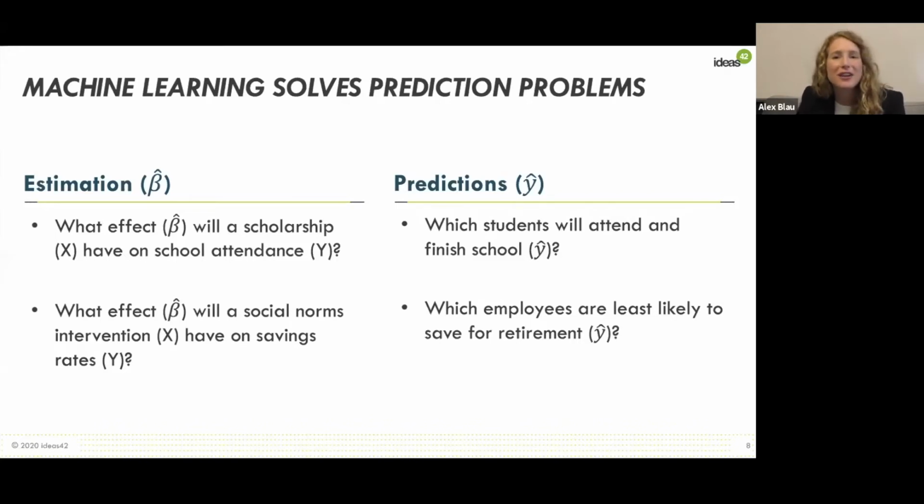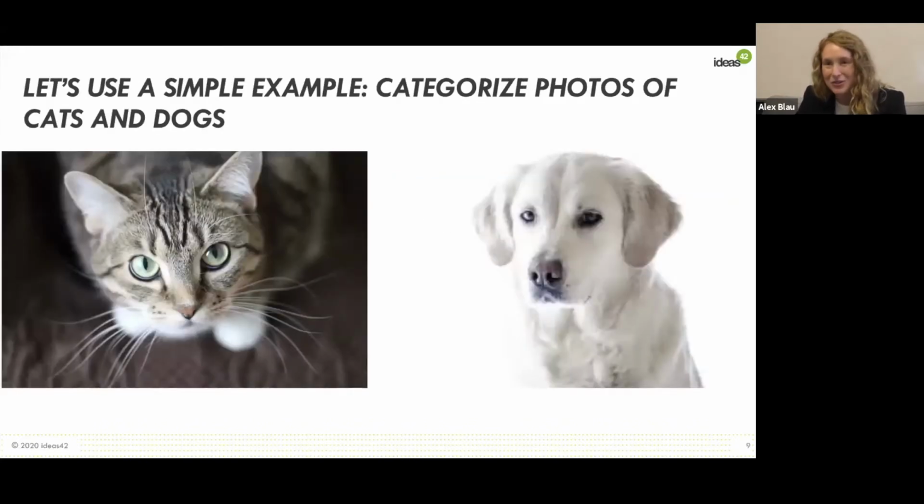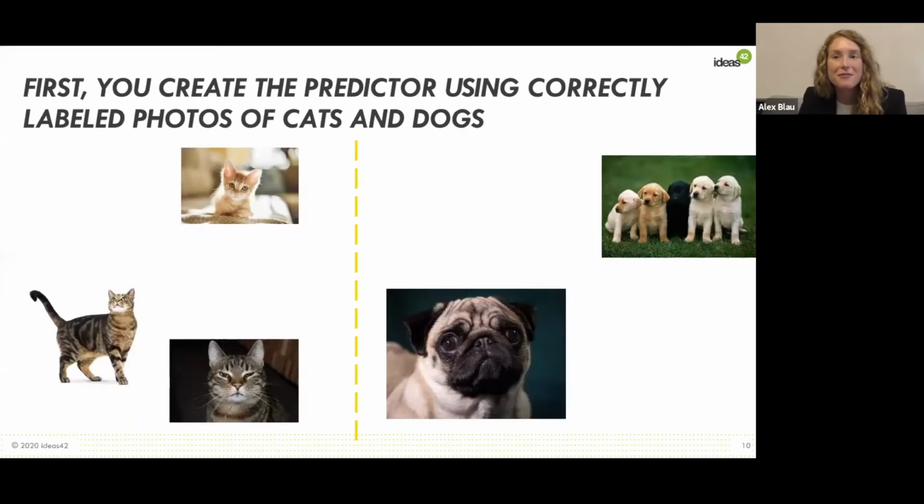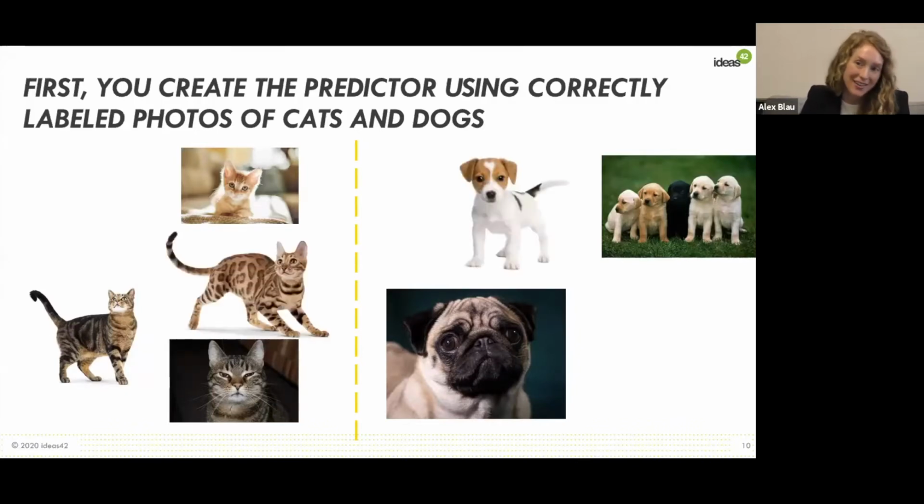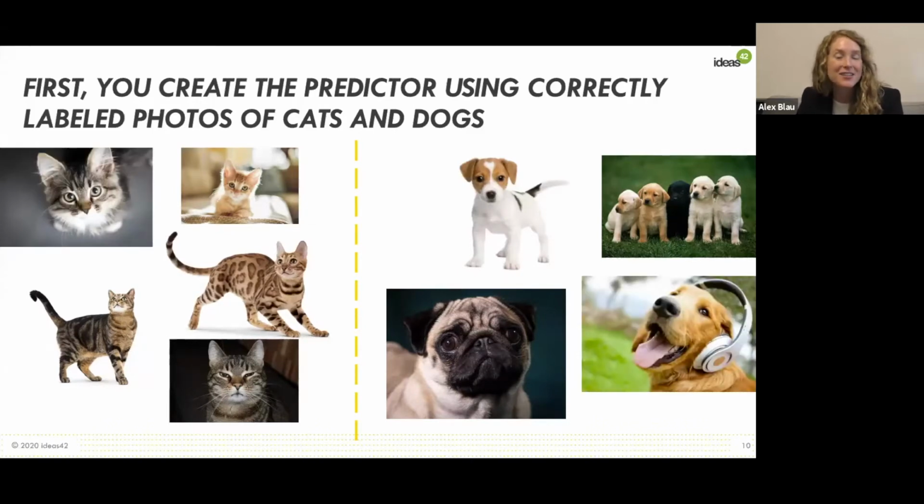So let's use a more concrete example to make that a little bit more fun. So what about the example of categorizing photographs of cats and of dogs? Now, this is a pretty easy task for humans, but until recently, this was actually a really difficult task for computers. So how do you train a machine to learn how to categorize photographs of cats and dogs? Well, what you do is you create a predictor by feeding a computer labeled photographs of cats and dogs. And at first, it won't be very good at this prediction, but then you feed it more and more and more and more images of cats and dogs, and slowly it gets better at understanding the different features of those photographs that make it a cat or a dog.